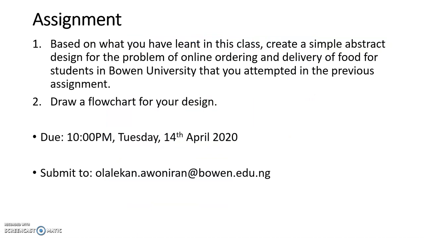So you have an assignment here based on what you have already learned in class. Create a simple abstract design for the problem of online ordering and delivery of food for students in Bowen University that you attempted in the previous assignments. Then after that, you draw a flowchart for your design. So just revisit the problem of online ordering and delivery of food that you did in the last class. I told you guys to keep it, but you still revisit it. So that's what's happening now. Hope you see the solutions, and you can use my solution if you don't have your solution, or you are not comfortable with your solution.